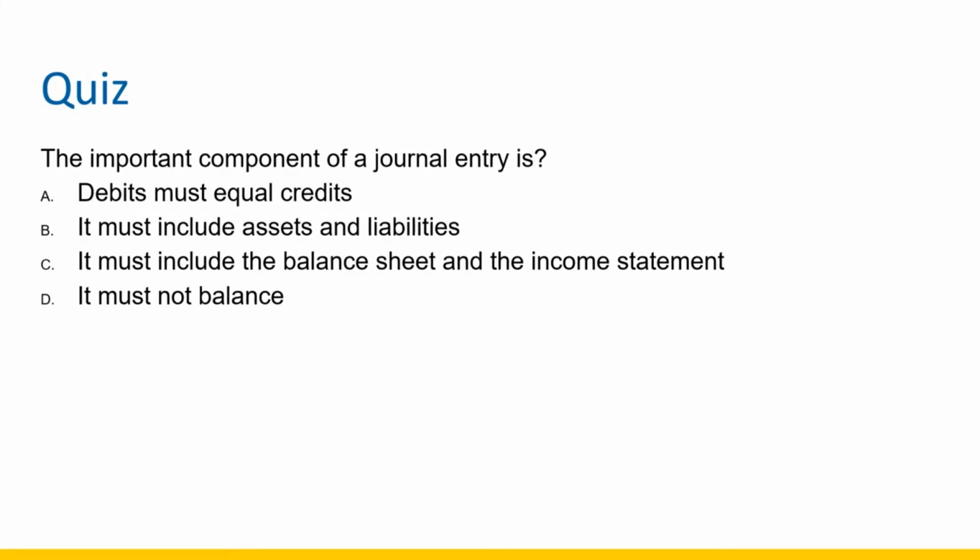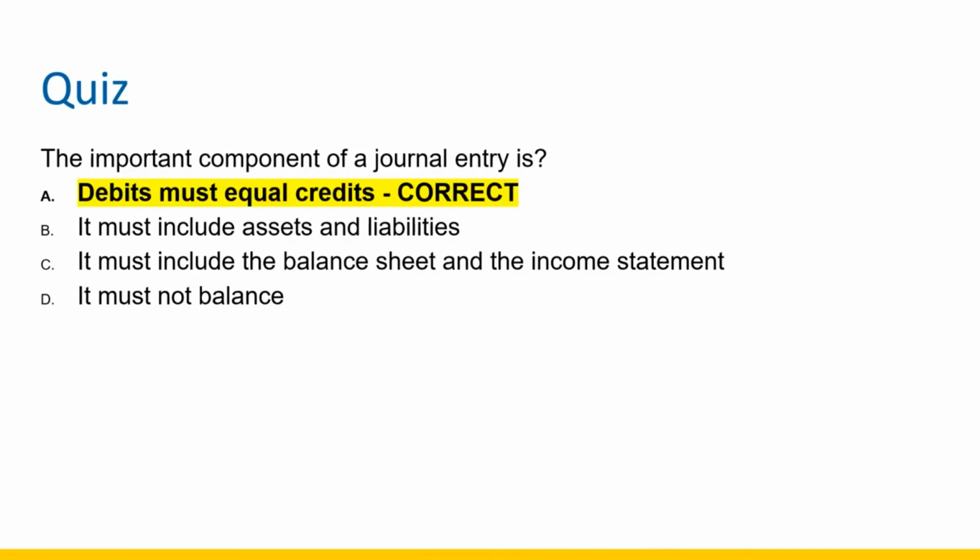Here's the fun part, and I know you know the answer to this one. The important component of a journal entry is: A, debits must equal credits. B, it must include assets and liabilities. C, it must not include the balance sheet, it must include the balance sheet and income statement. And D, it must not balance. You are so brilliant, and you're absolutely right. It is A, debits must equal credits.